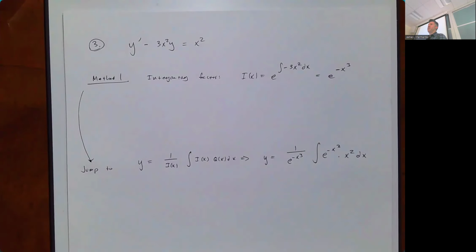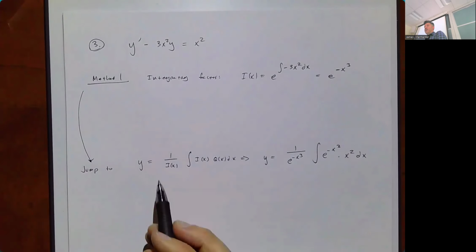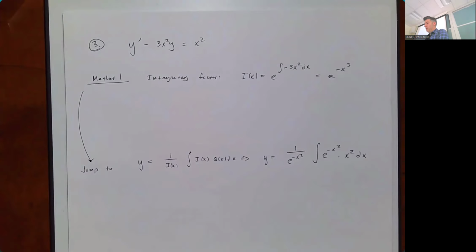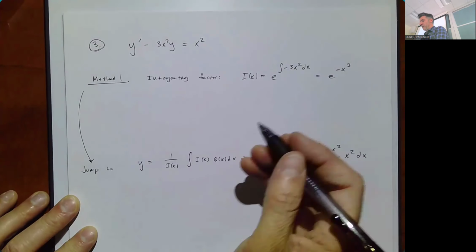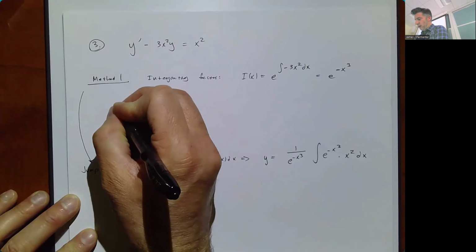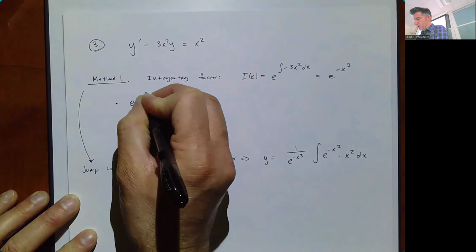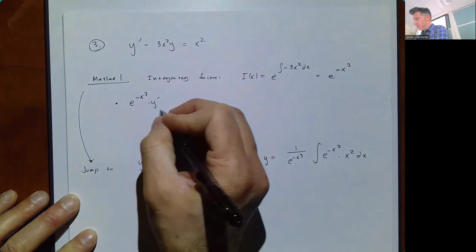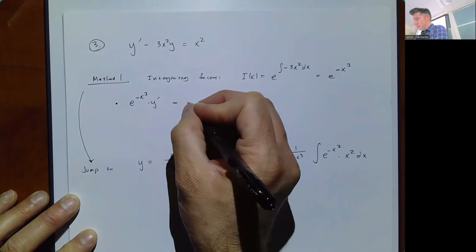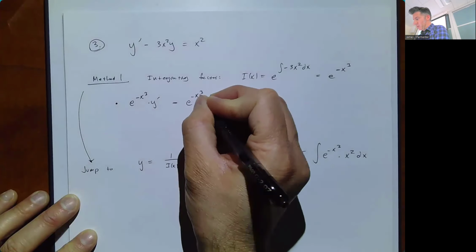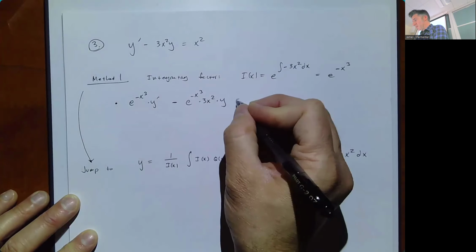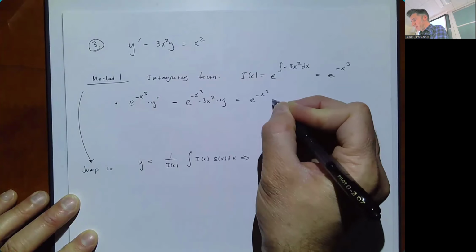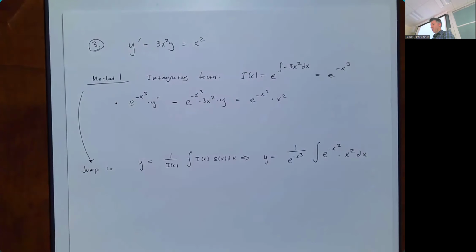Sometimes people say you could just do that, but I've always had trouble memorizing things in general. I don't really memorize this formula. I'm just working through it every time. So the steps we're going to take are really multiply both sides by e to the negative x cubed. So we're going to have e to the negative x cubed times y prime minus e to the negative x cubed times 3x squared times y equal to e to the negative x cubed times x squared.